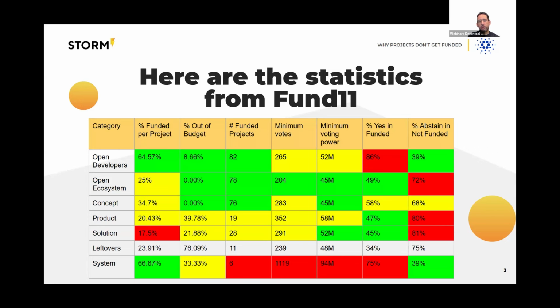If I compare that to open ecosystem, which is all the marketing requests and community building requests and event requests and the non-development oriented requests, there's only a 25% pass rate in that. For a same number of projects.